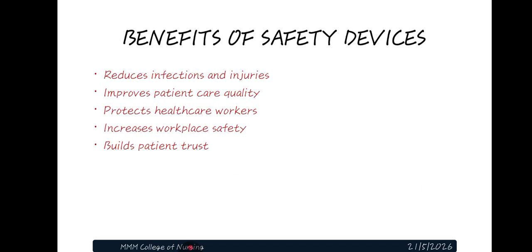Coming to benefits of safety devices: reduces infections and injuries, improves patient care quality, protects healthcare workers, increases workplace safety, and builds the patient trust. Safety devices improve the healthcare quality and create a safer hospital environment. They also help nurses perform their duties more confidently and efficiently.